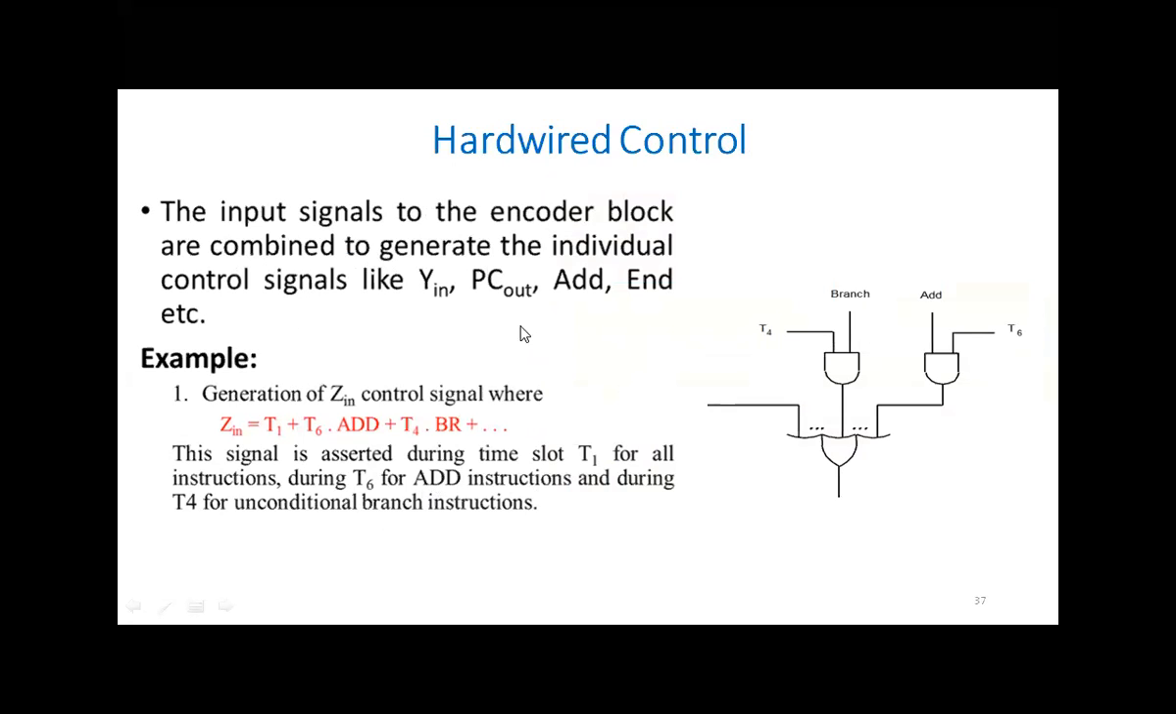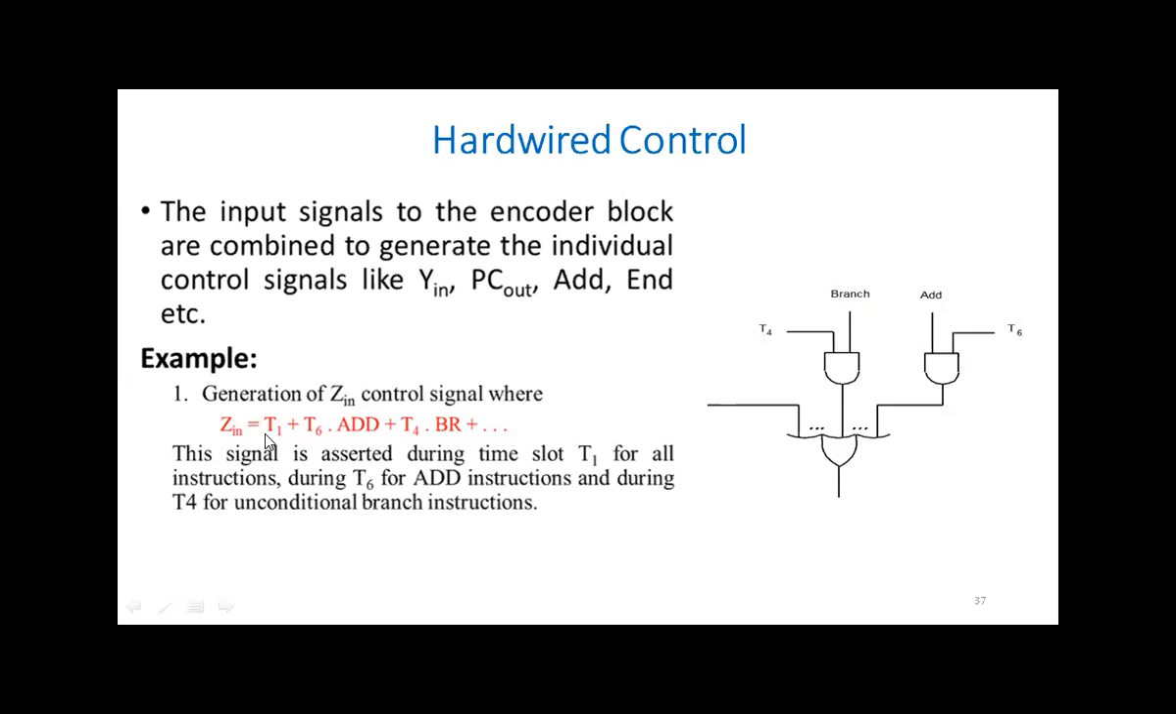So the hardware control unit generates the control signals. Like I told you, several control signals are there, like Yin, PC out, or Zin, R, and all these are different control signals. Suppose you take how Zin is generated. So this is the formula. See, Zin equals T1 plus T6 dot R plus T4 dot BR.